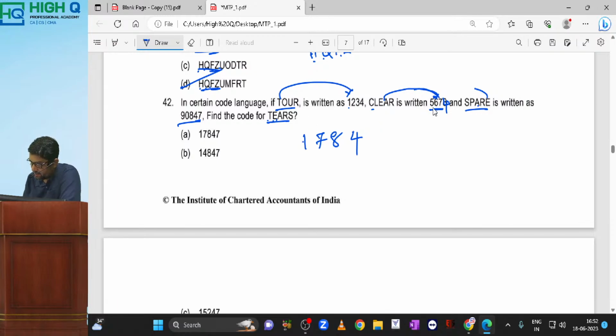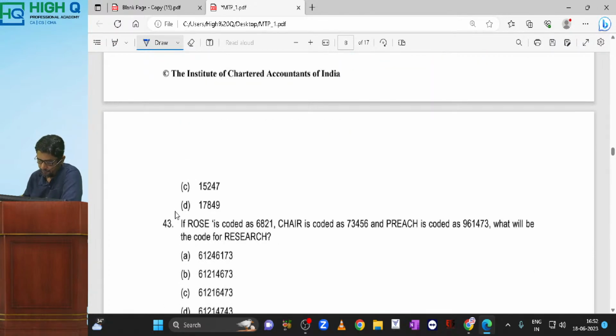S. What is S? Spare, first letter. 9. Option A. See, there is a mistake in that question, my dear. Clear, last letter R value is 4, which is not given.